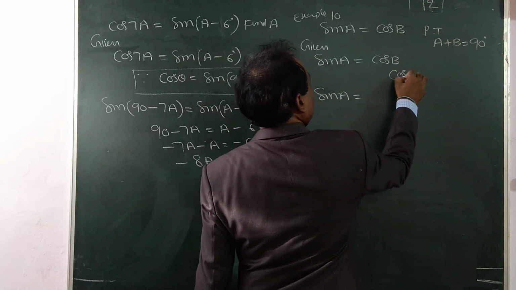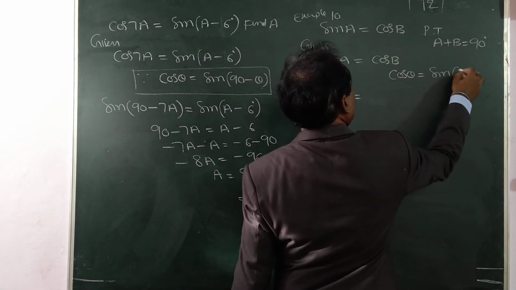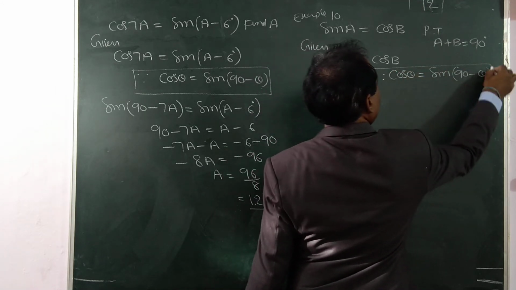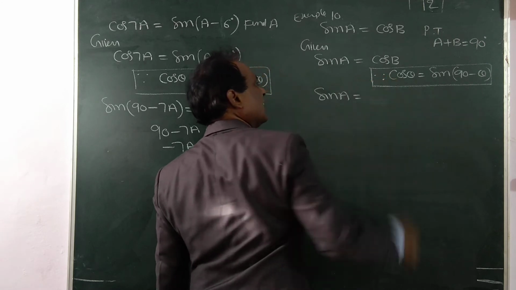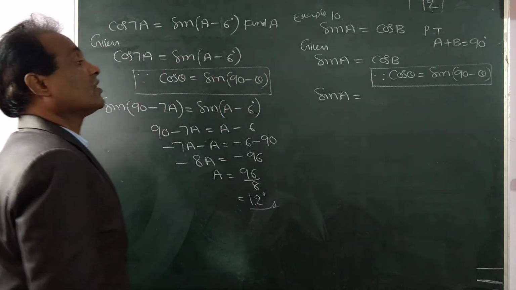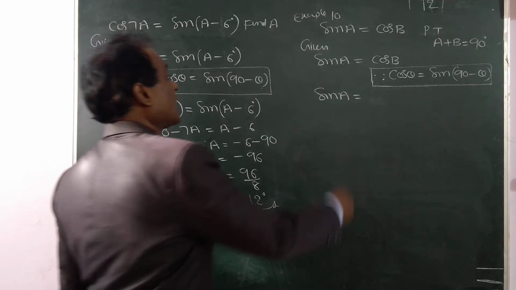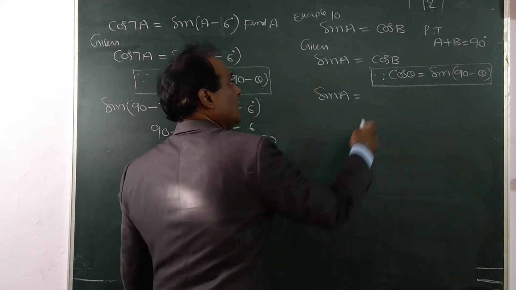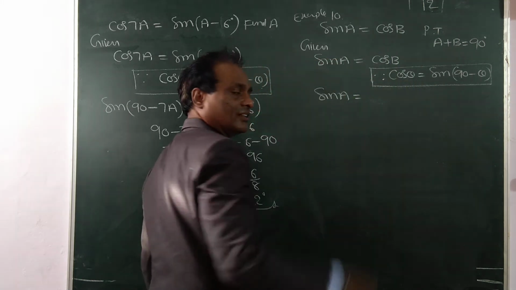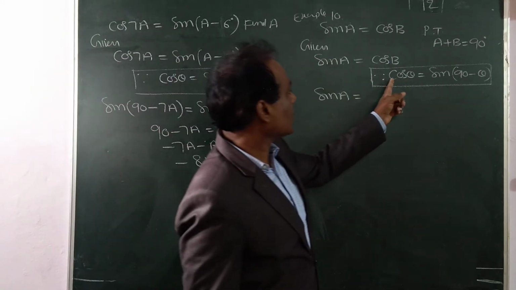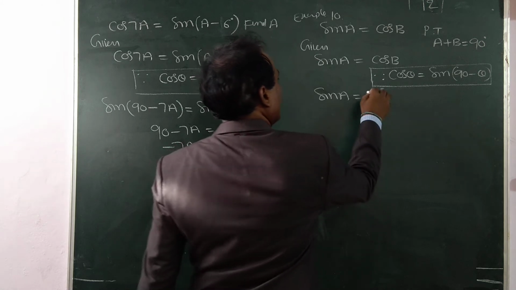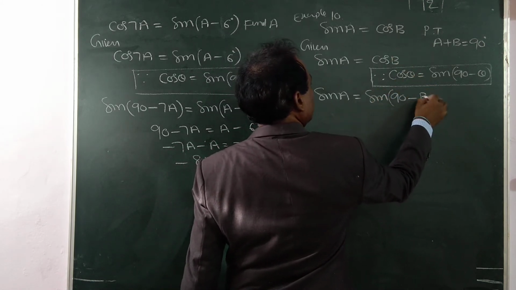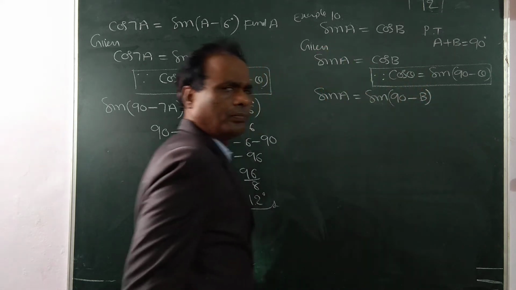I am writing cos theta is equal to sin of 90 minus theta on the right side, because I want to make both the ratios the same. This is sin, I will keep the same. I am changing this cos into sin. For that we have this formula: cos theta can be written as sin of 90 minus theta, so 90 minus B. This formula is applied here simply.